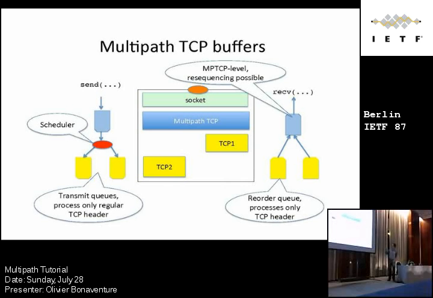And based on the data sequence numbers, Multipath TCP will do the reordering and will do the processing of the data acknowledgements as well. When the data is in sequence, you can send it to the application by using the receive system call, and the application does not see any difference between a regular TCP and Multipath TCP, at least through the socket layer.